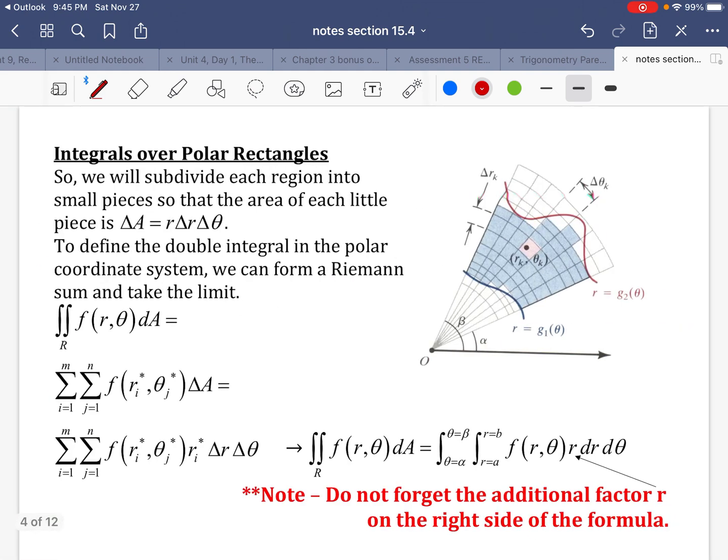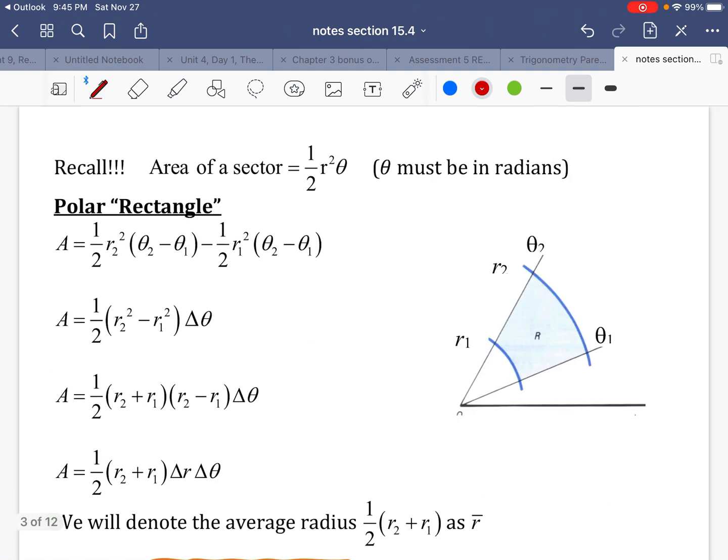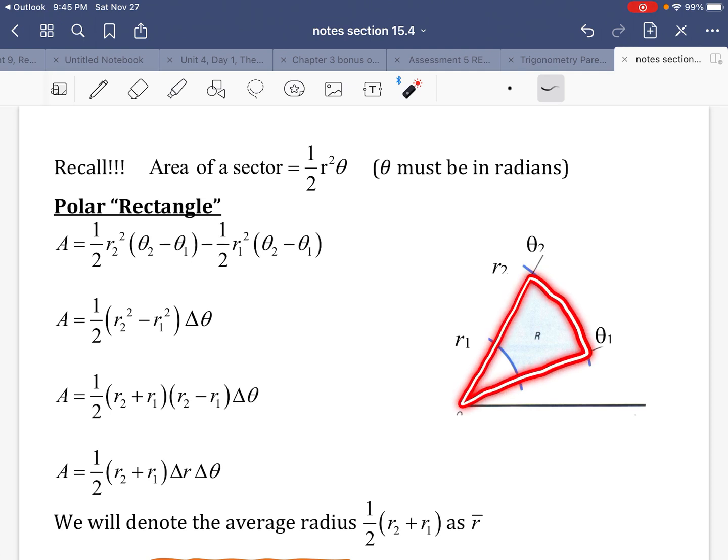All right, so anyway, that's exactly what this page is talking about as well. Recall, there's a formula for the area of a sector. It's 1/2 r squared theta, and theta has to be in radians. If I want the area of a section, like this section right here, I would need to do the area of this whole sector, minus the area of this little sector right here, and then subtract the two.